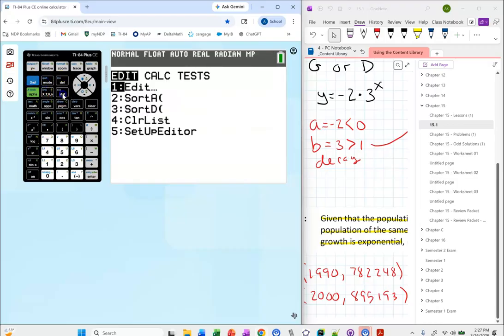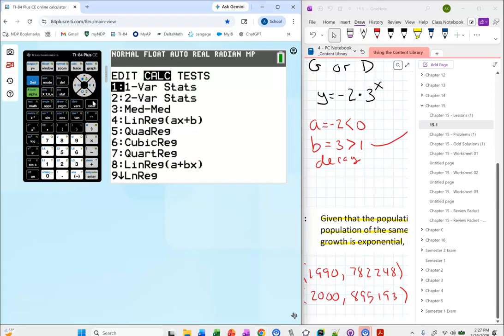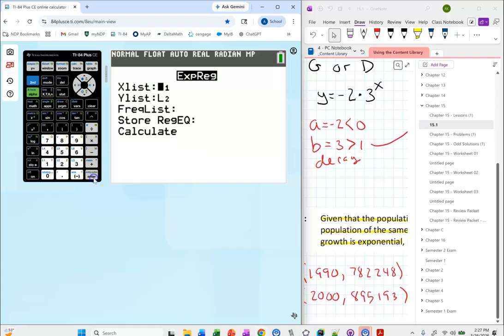Okay. So now stat, calc, exp reg. Now I'm going to do something different here because I'm also going to use the store regeq command. Do you remember what this does? It saves the equation into one of the y1 spots or one of the y equal spots so we can look at the graph of it later. And I'm going to use that to do the second half of the question. So I'm going to save this into the y1 spot.